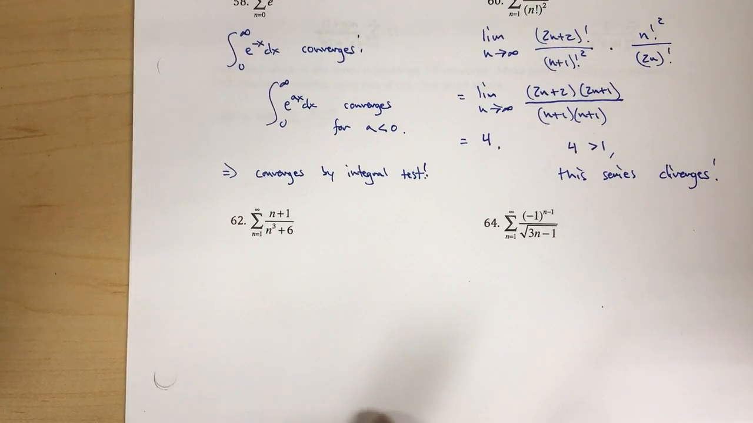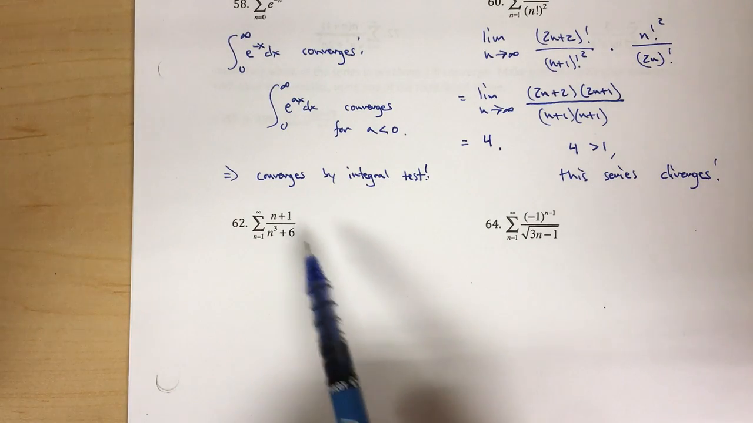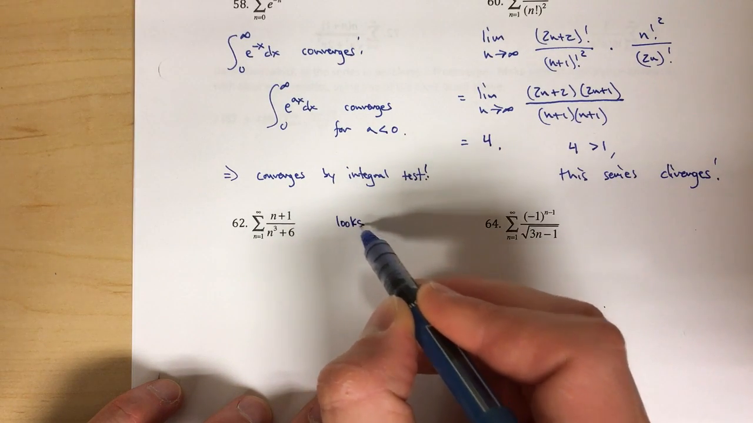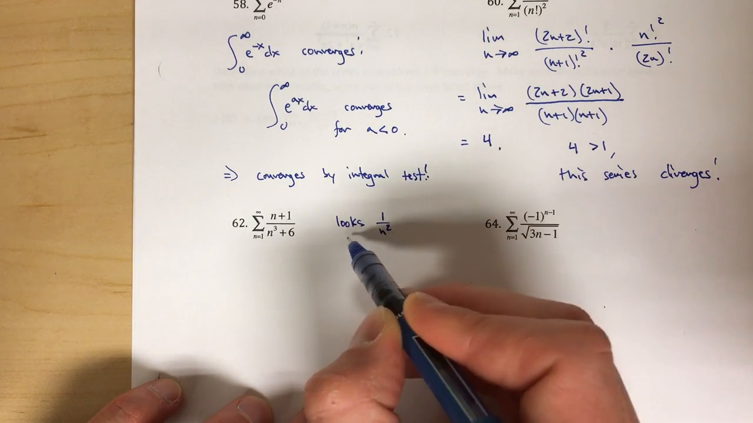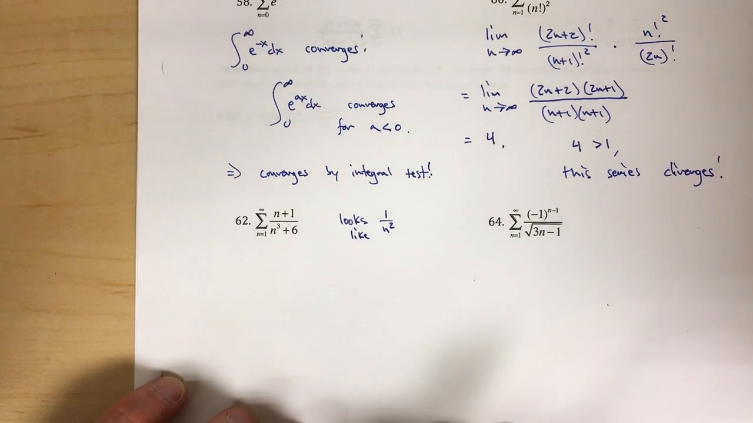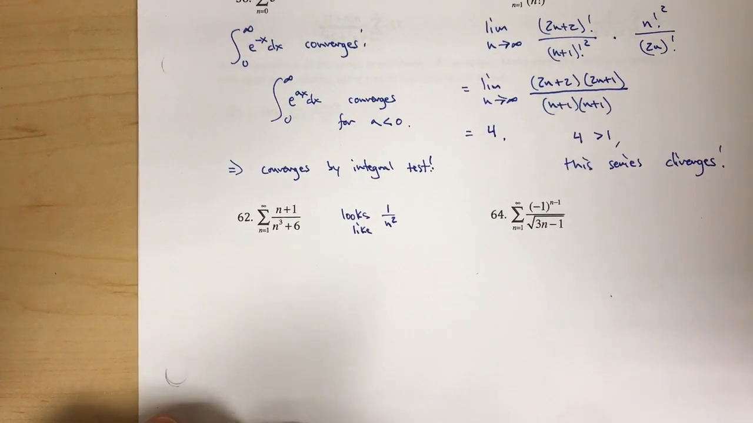All right, let's look at 62 and 64. So 62, oh man, this is a nice rational function. N over n cubed looks like 1 over n squared. So I bet it behaves very similarly to 1 over n squared. I could either use direct comparison, but I prefer limit comparison.